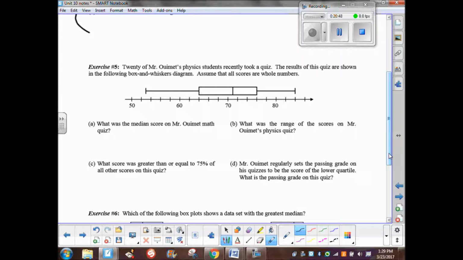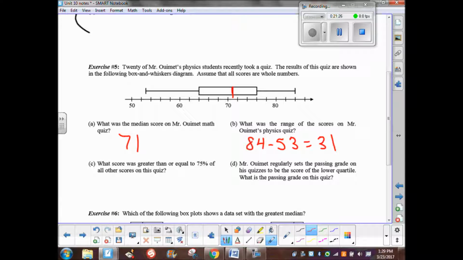Okay, so we've got our box and whisker. What's the median? Anybody? Bueller. What do we got? Close. We're going to call it 71. Median 71. What's the range? What's the high minus the low? 84 minus 53, which is 31.